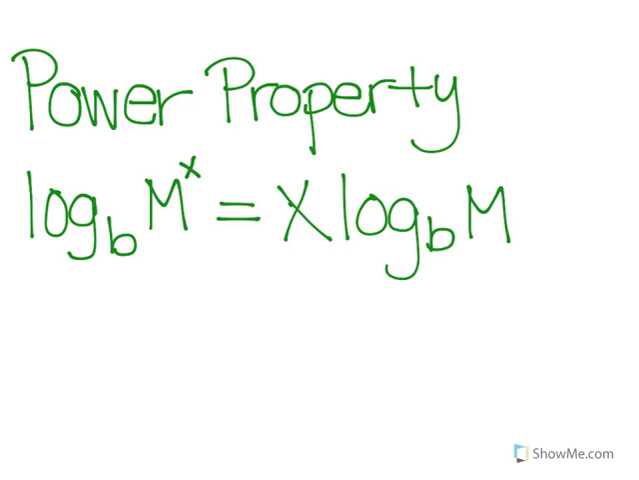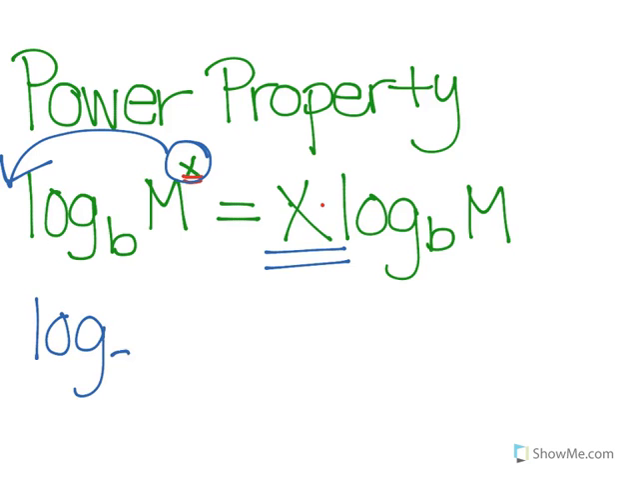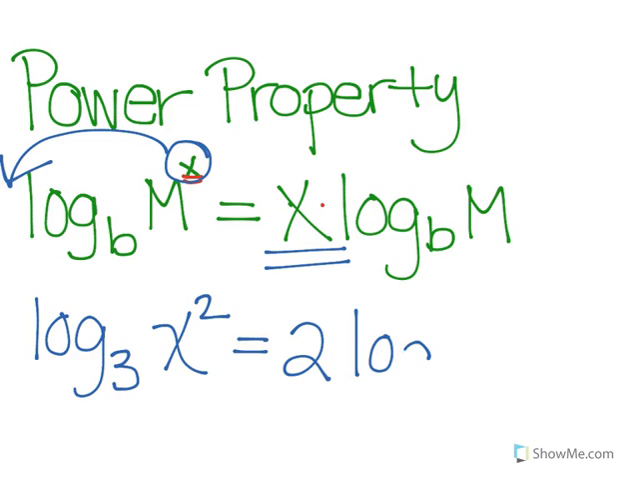If you notice, this x was in the exponent, as our power, and now it turns into a coefficient and it's getting multiplied by log base b of m. Whenever I talk about this one, I always refer to it as the exponent flies down in front. So if I gave you the example log base 3 of x squared, you can write it as 2 times log base 3 of x.